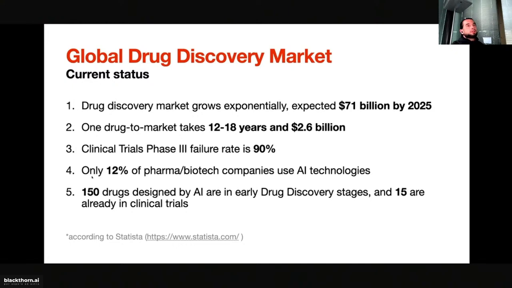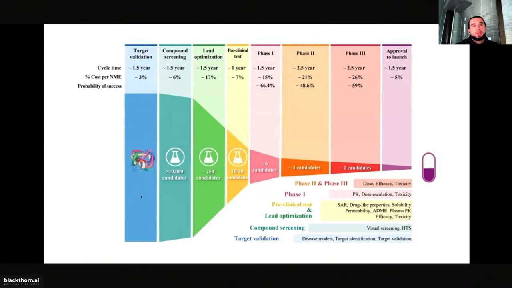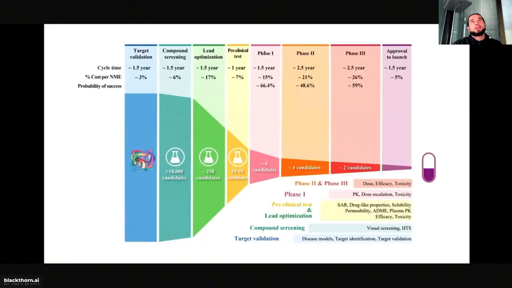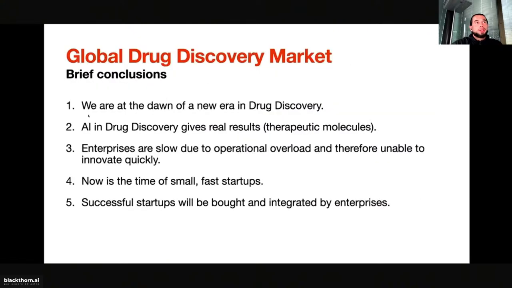Nowadays, only 12% of pharmaceutical and biotech companies use AI technologies. It means they are not widely adopted yet. Moreover, we have 150 drugs delivered with AI assistance in the three early stages. And we have 15 drugs which were designed with AI in clinical trial stages. It means phase one, phase two, phase three. And what conclusion can we draw? That we are at the dawn of a new era in drug discovery. It is obvious that AI in drug discovery gives real results.